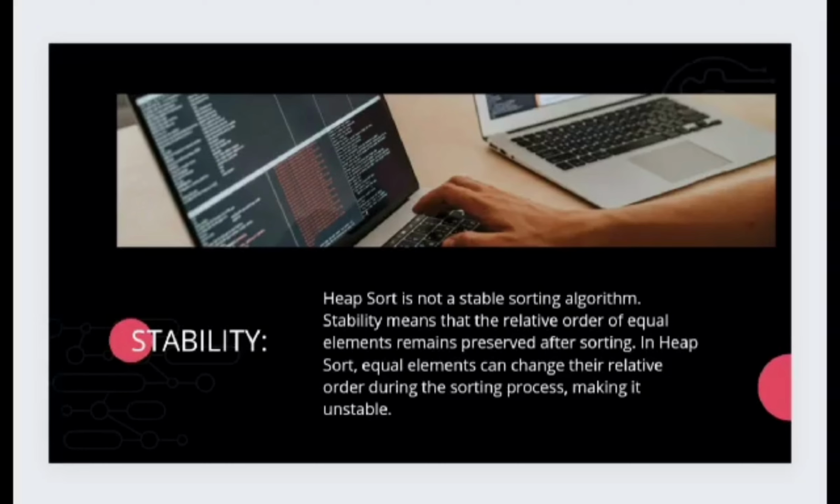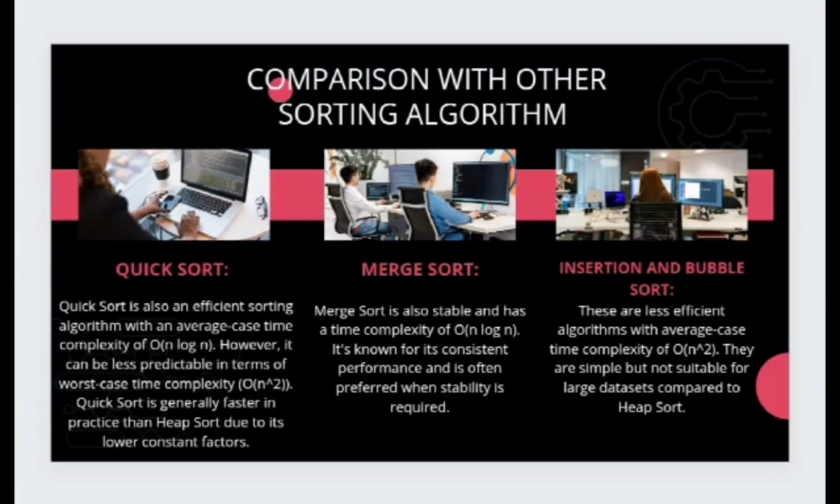Stability means that the relative order of equal elements remains preserved after sorting. In heap sort, equal elements can change the relative order during the sorting process, making it unstable. Comparison with other sorting algorithms.